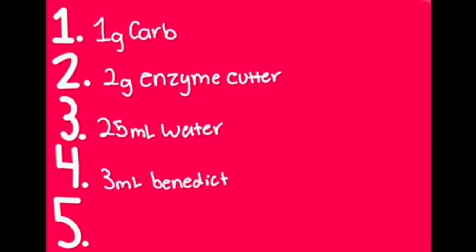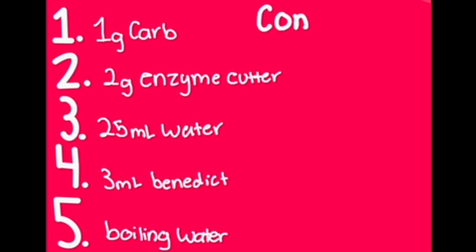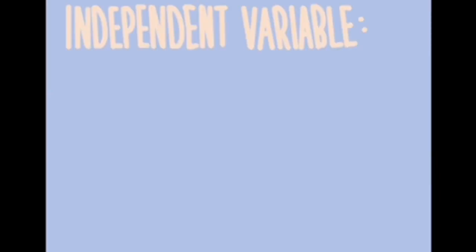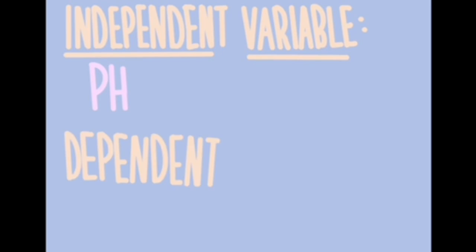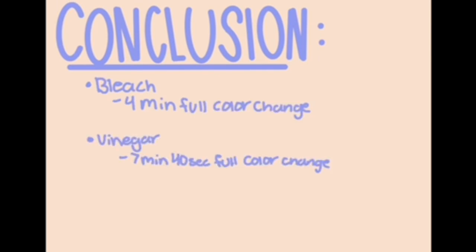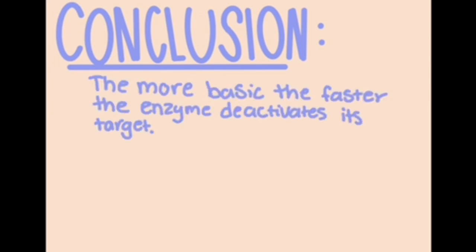There were 5 constants in the experiment: 1 gram of carb, 2 grams enzyme cutter, 25 milliliters of water, 3 milliliters of Benedict, and the boiling hot water. The independent variable in this experiment was the pH, and the dependent variable was the time. To conclude the experiment, we found out that there was 4 minutes for a full color change in bleach and 7 minutes and 40 seconds for the full color change in vinegar. To conclude, our hypothesis was right. The more basic, the faster the enzyme deactivates its target.